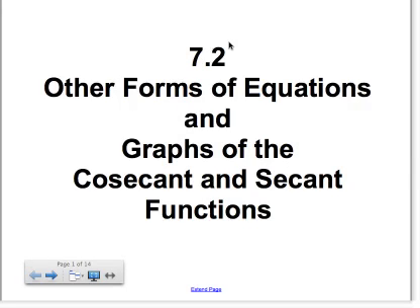All right. Well, here it's time once again for the fun video games. Okay, today we are going to look at other forms of graph equations and learn about the graphs of the cosecant and secant functions.